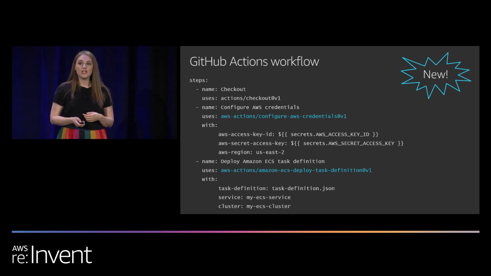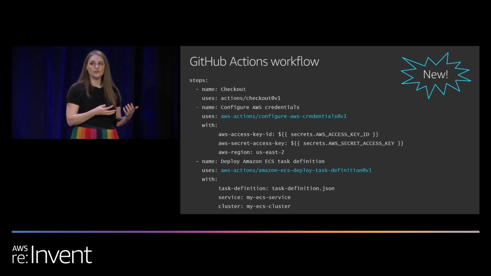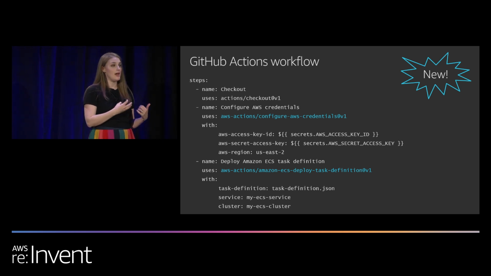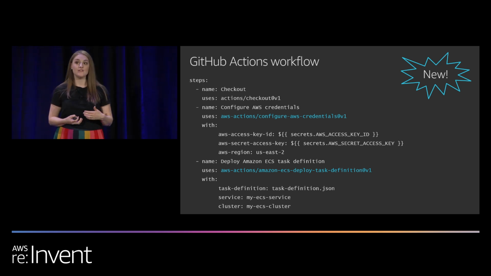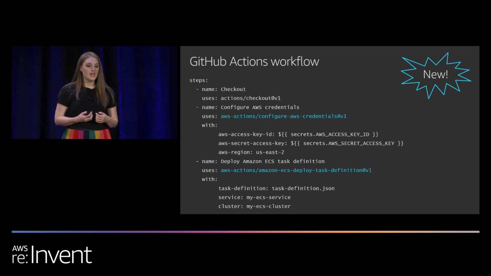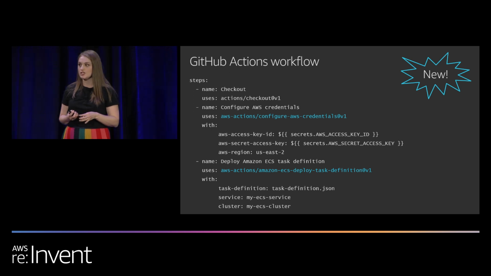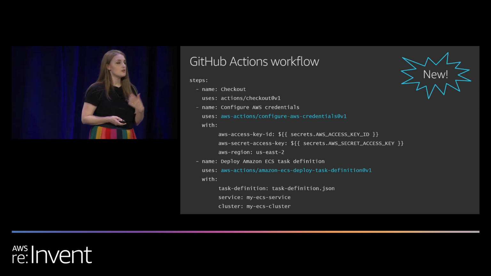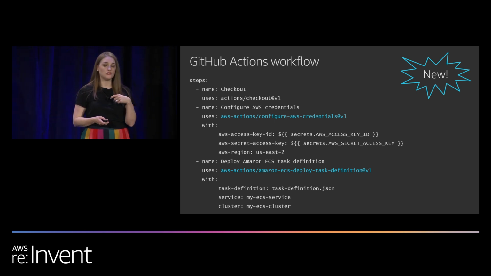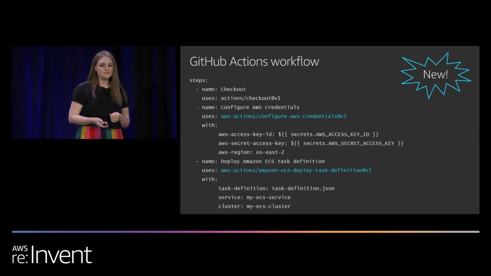One is configure AWS credentials, so you can store your AWS credentials in a GitHub Actions secret. And then this will configure the GitHub Actions environment for that. And then deploy task definition action, which will take a task definition JSON file in your source code repository, in your GitHub repository, and register that and deploy that to your ECS service.